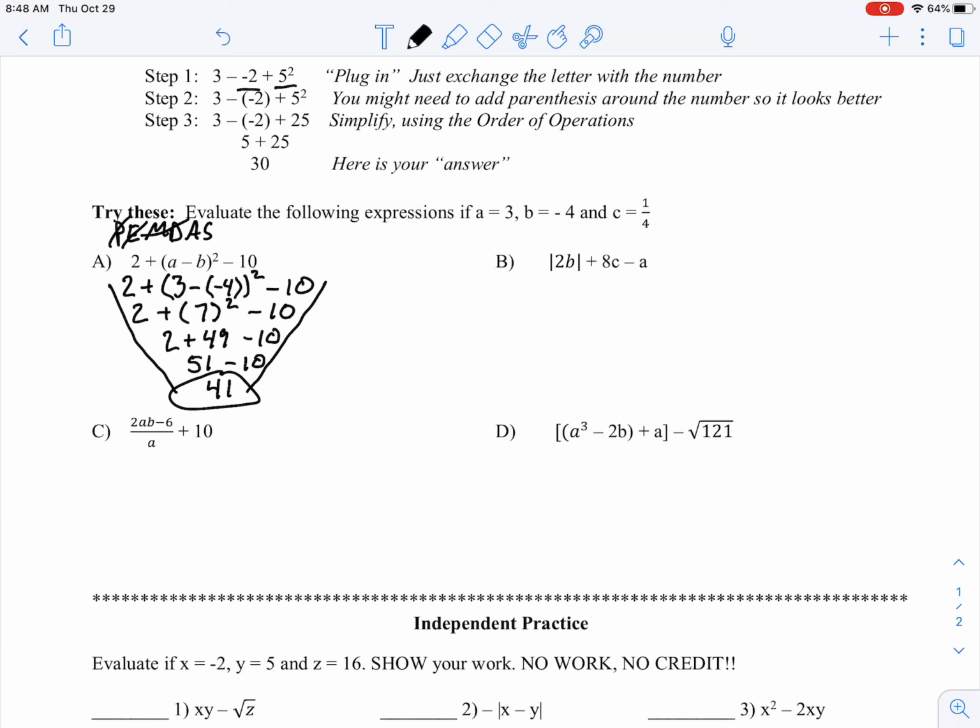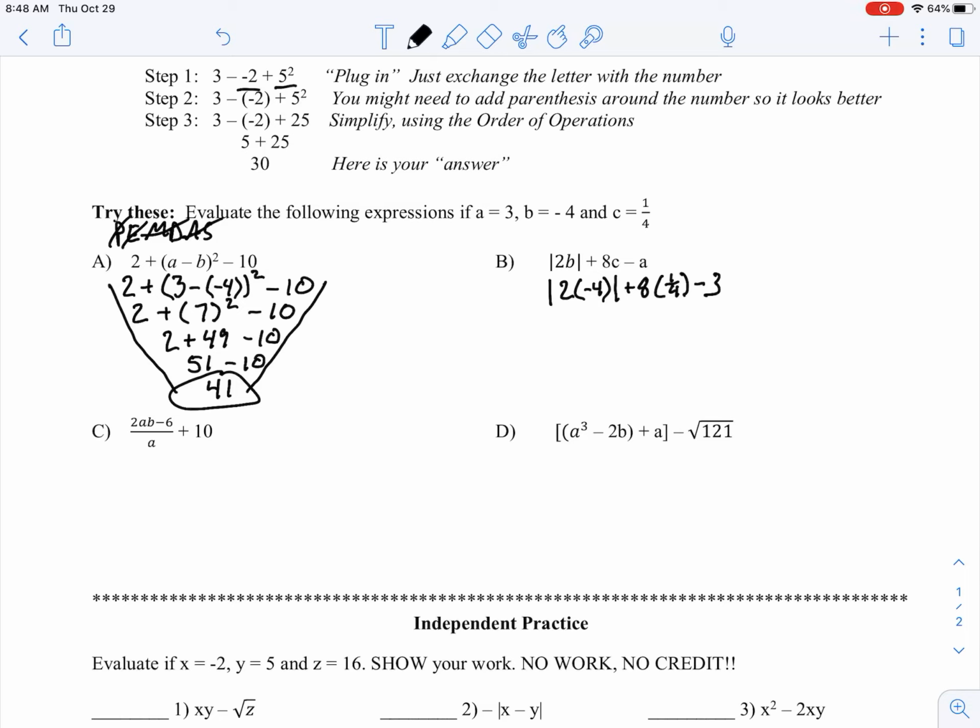All right, so we're gonna keep plugging along here. So absolute value of 2 times negative 4, which was our b, plus 8 times c, which is 1/4, and then minus a, which is 3. So once again, I'm going to do this without writing down and canceling out our steps as we go.